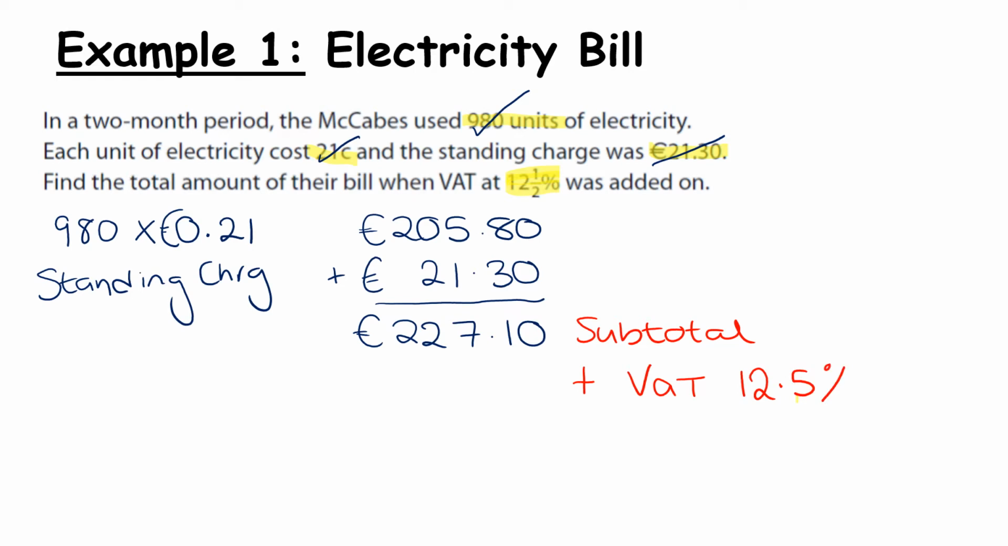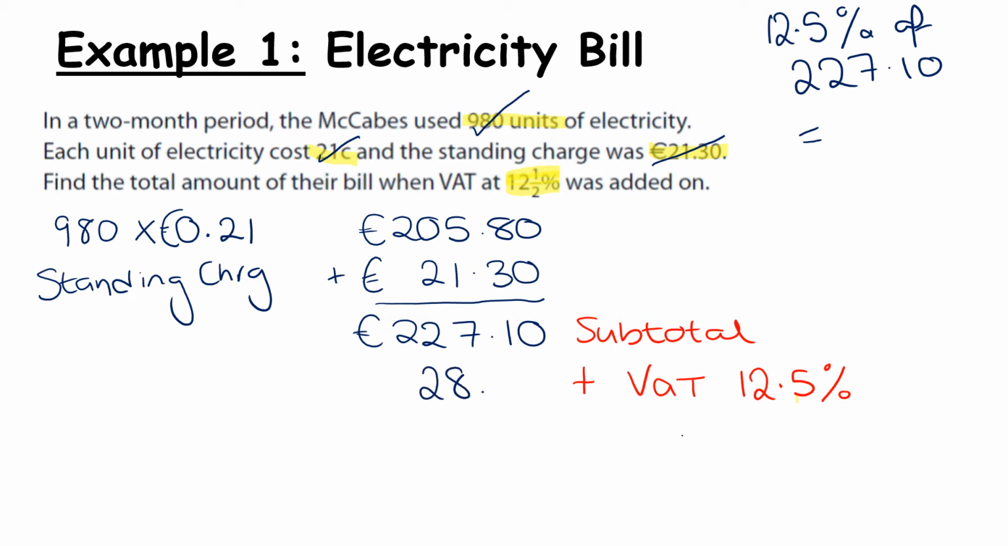I'm going to write that as 12.5%. So we need to work out 12.5% of 227.10. Now you can do this using decimals, but I find the easiest way is to use percentages. So that way you don't have to worry about the decimal point or converting. So in your calculator, you write 12.5, then the percentage, of means multiply, 227.10, and that gives us an answer of 28 euro.